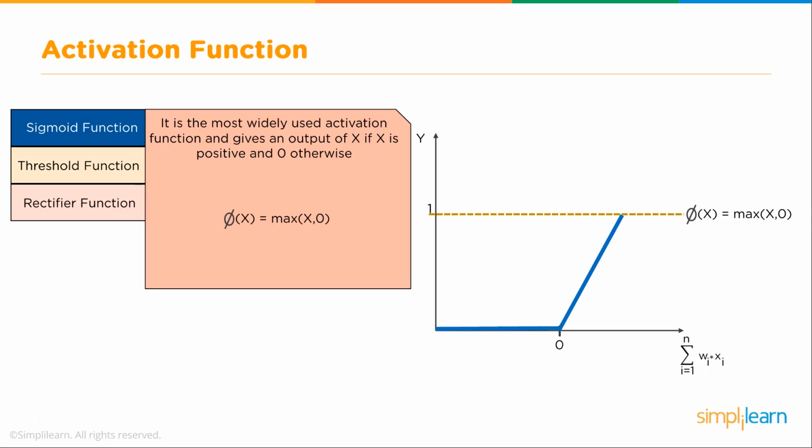And the rectifier function, it is the most widely used activation function. I would debate that. Rectifier is a pretty common one, although I see the sigmoid function used to be the basic one, but it's up there. The rectifier function is very commonly used. It gives the output of x if x is positive and 0 otherwise.